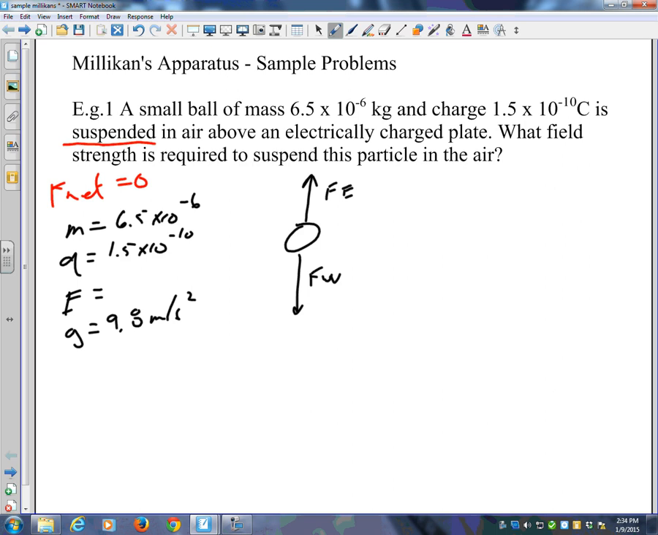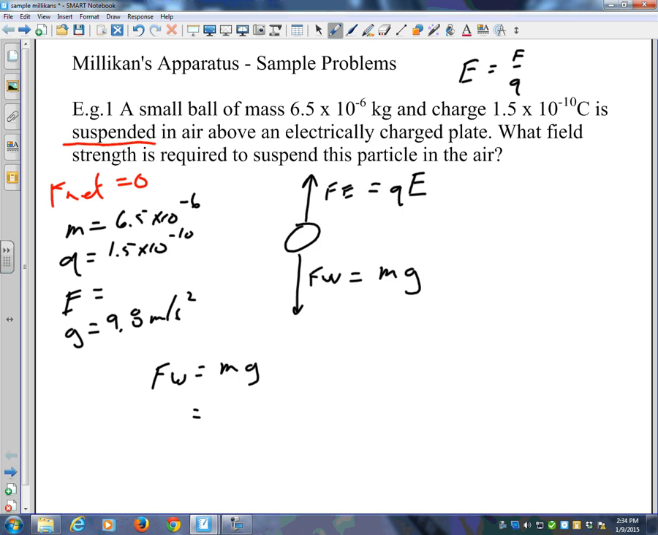Okay, we are looking for the field strength. So FE, we've written field strength as E equals F over Q, but that can be rearranged for F is equal to Q times E. The weight force is M times G. Those two things are equal to each other. Right? So which is the one that we're trying to find? We're trying to find the field strength. We're solving for E, so I've got to determine the M times G first. That's my first step.